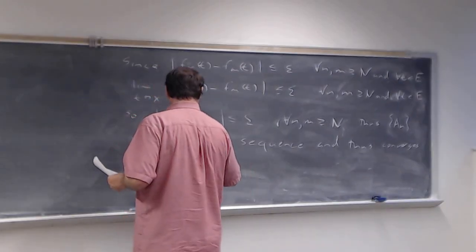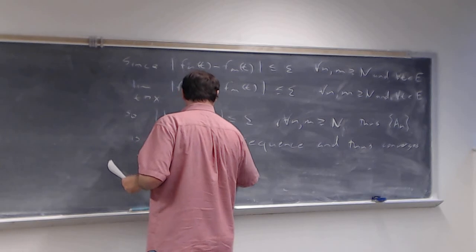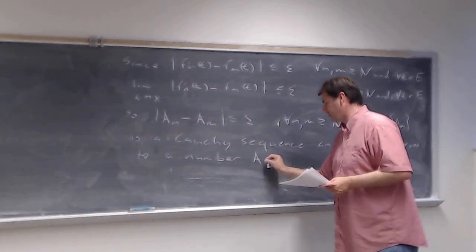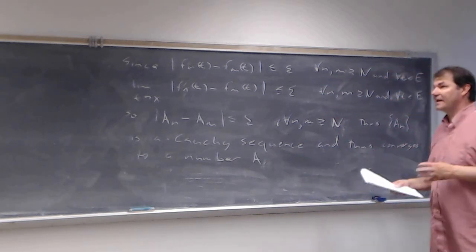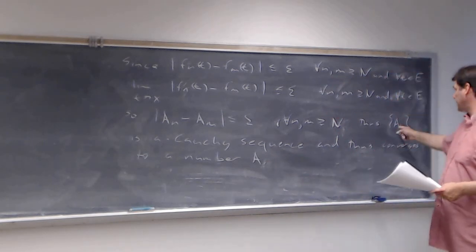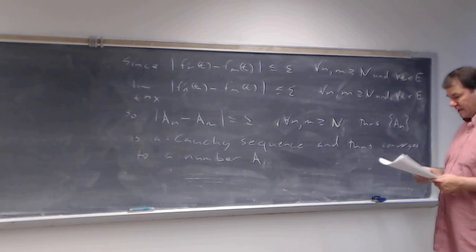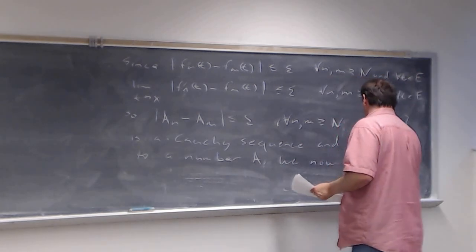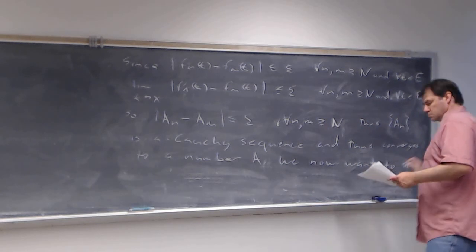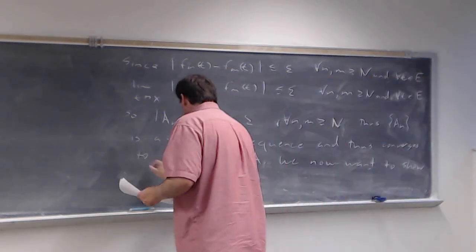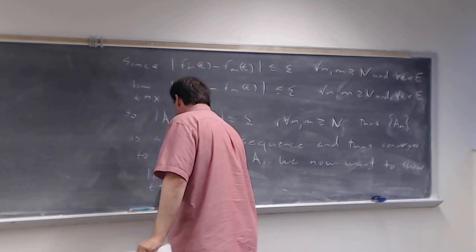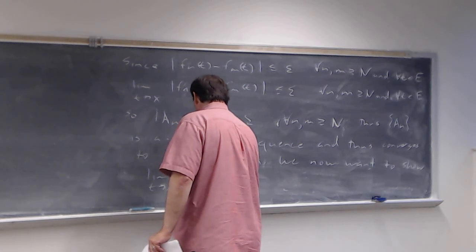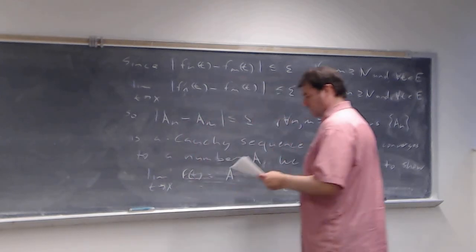To a number a. Now we got that the limit as n goes to infinity of a sub n is equal to a. Now we want to show that the limit as t goes to x of f of t equals a. That's what our job is.